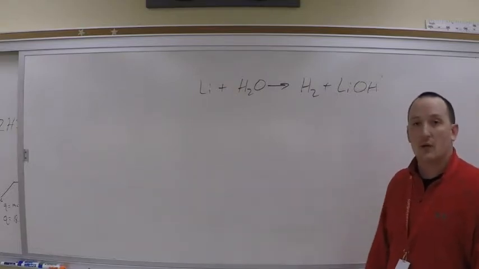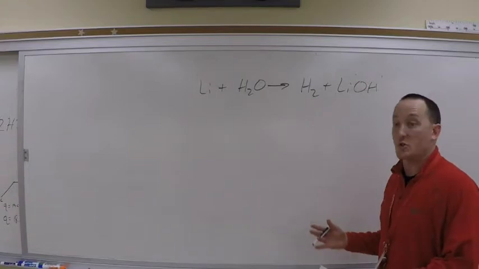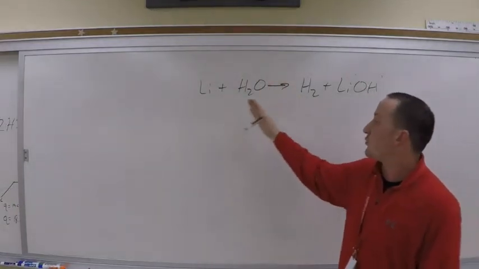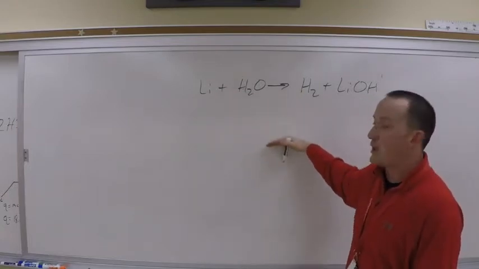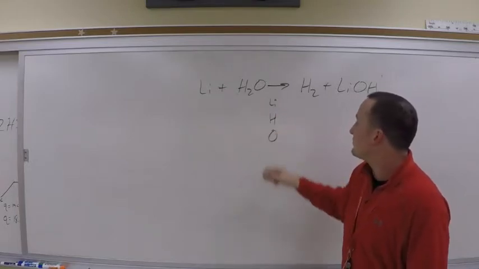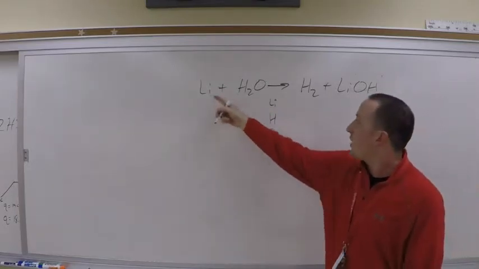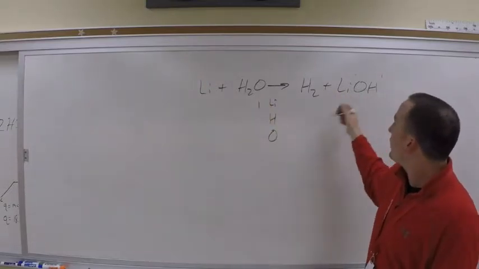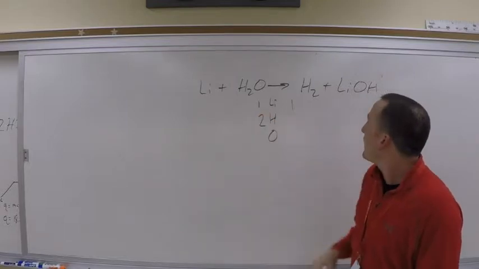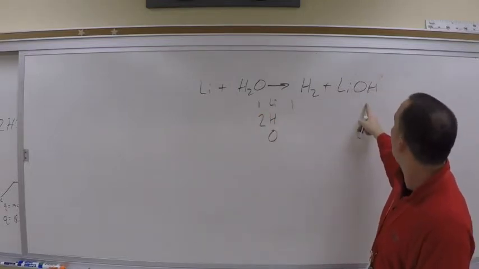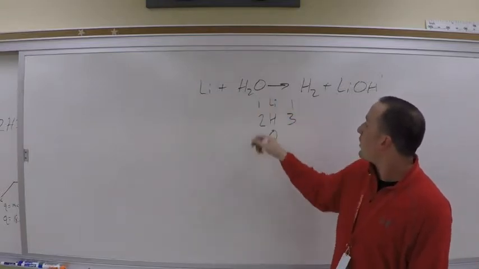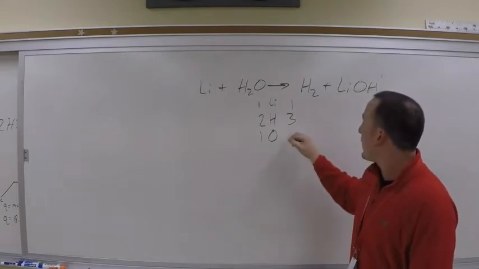So what I'm going to do here is balance this reaction. In order to do this, I need to keep track of how many atoms I have on each side. So I'm just going to go through and keep track of those right under the arrow. So I've got lithium, I've got hydrogen, and I've got oxygen. And then I'm just going to keep track of how many I have. I have 1 lithium on this side, I've got 1 lithium on this side. I have 2 hydrogens on this side, I've got 3 hydrogens on this side. I have 1 oxygen on this side, and I have 1 oxygen on this side.